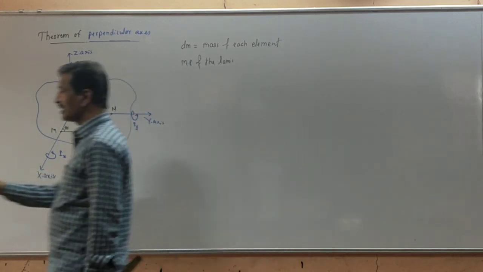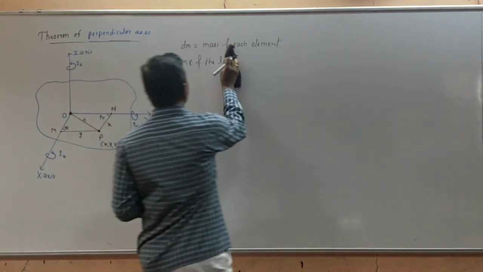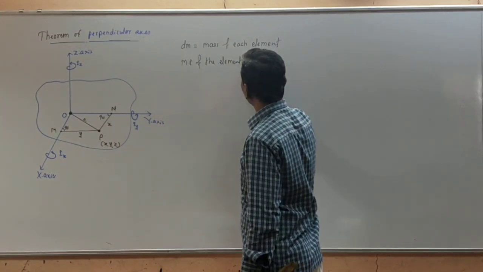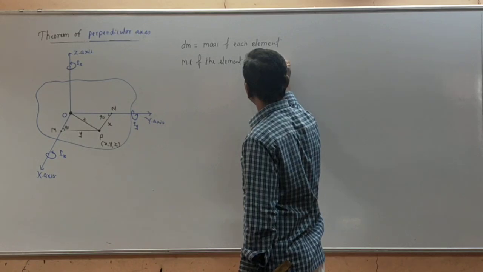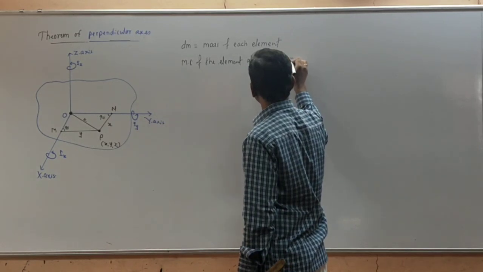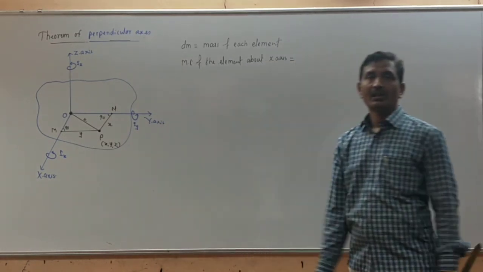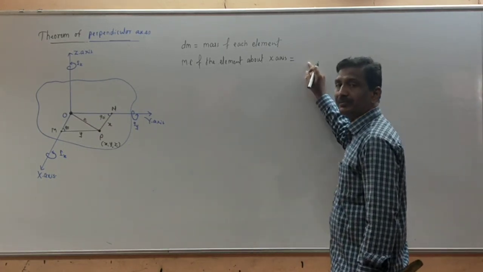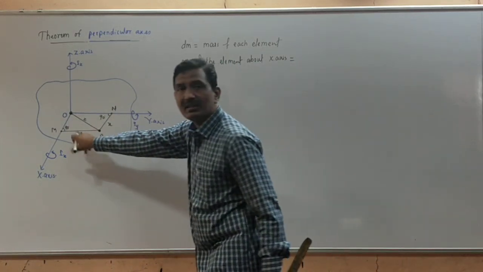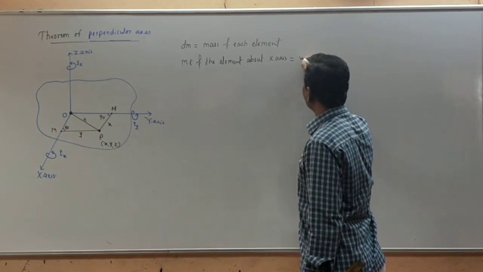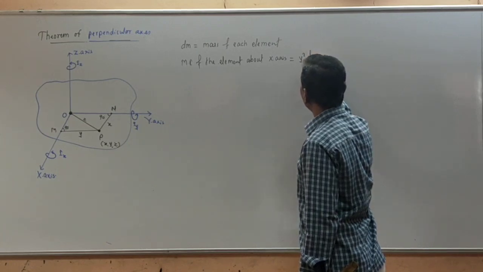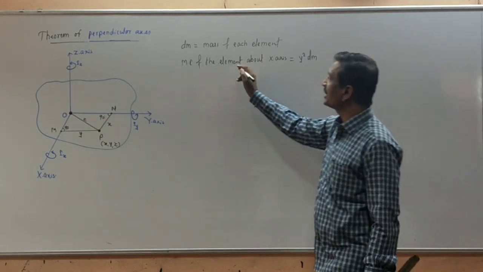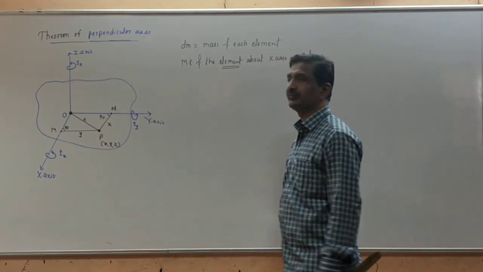Before that we take the moment of inertia of the element about x-axis. To apply our definition, it is the product of the mass and the square of the distance. Mass is dm and the square of the distance is y square. So it is y square into dm, product by commutative law. So this is the moment of inertia of the element.